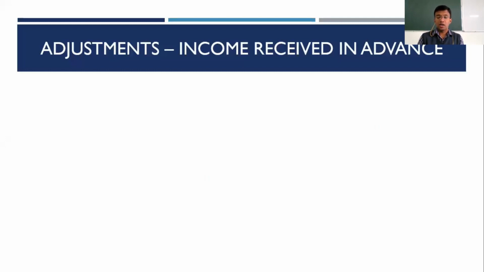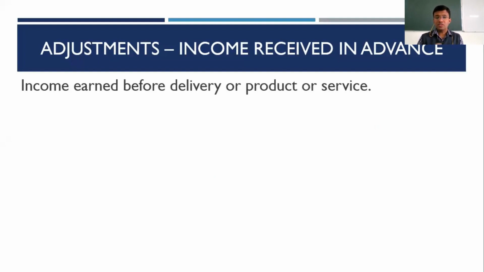Now, what is income received in advance? Income received in advance is the revenue that your business is earning even before the product has been delivered or the service has been rendered to the client. So even before that has been done, you end up making the payment. It's something like this. Let's say you want to buy a car, but the car that you want to buy will be available in the market only next year. So you're making the payment upfront. For the business that is receiving the payment from you, it is income received in advance.